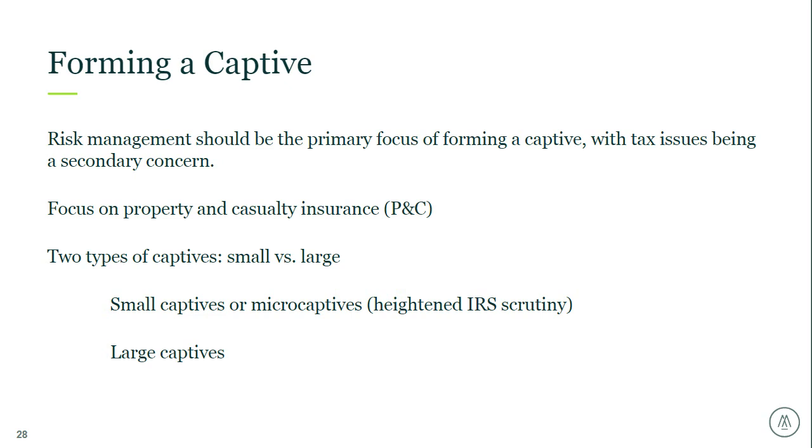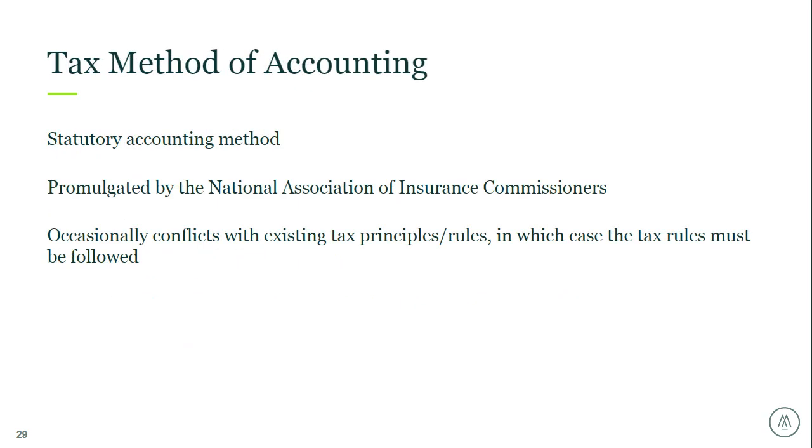We've already covered the two types of captives, large versus small. Let's come over here to the tax method of accounting. In the final version of the slides that are being mailed out, there will be one addition to the slide. If you're a traditional insurance company, you would use the statutory accounting method that occasionally conflicts with tax principles and rules, and in those circumstances, tax rules take priority. For most captive insurance arrangements, GAAP, or generally accepted accounting principles, is the starting point when you look at how the taxes are then calculated. So you're using an accrual method of accounting.